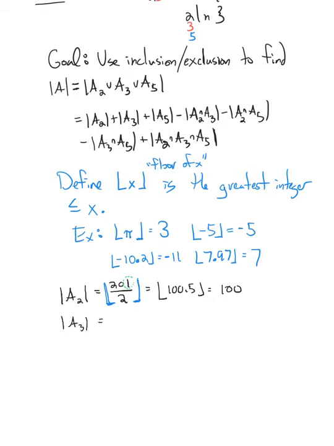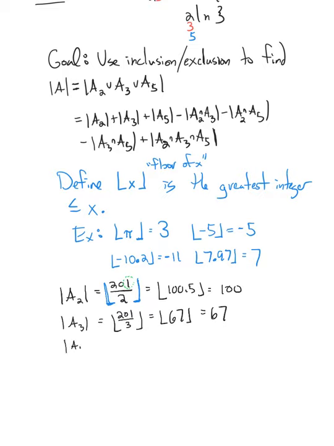A3 is 201 divided by 3. Every third element is divisible by 3. And that gives us exactly the floor of 67, which is, of course, 67.